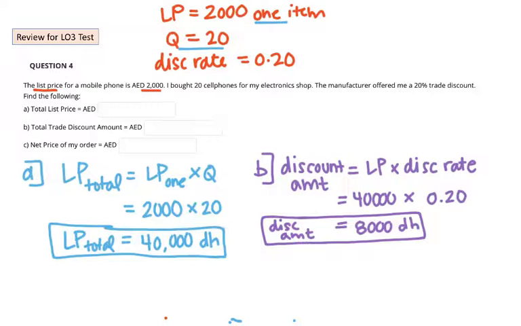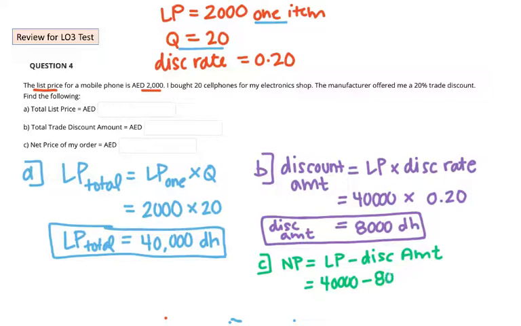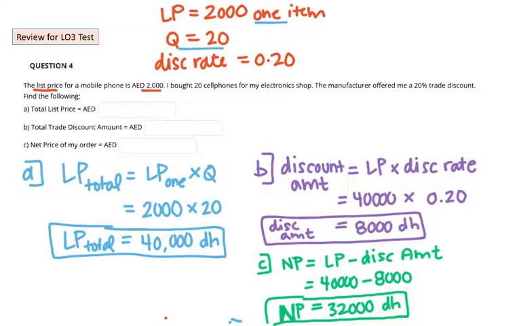So now part C is asking, what's the net price of the whole order? Here the formula on the formula sheet is given. It's net price equals list price minus discount amount. We have the list price of the whole order is 40,000. We just calculated the discount amount to be 8,000. So we know the final net price of the whole order will be 32,000 dirhams, which helps the shop be able to make some money when they sell things to the customers.